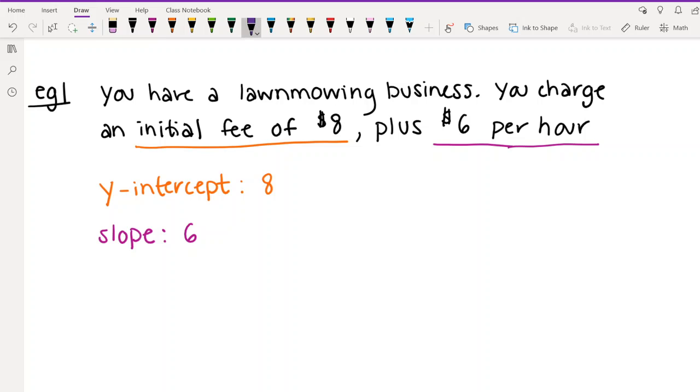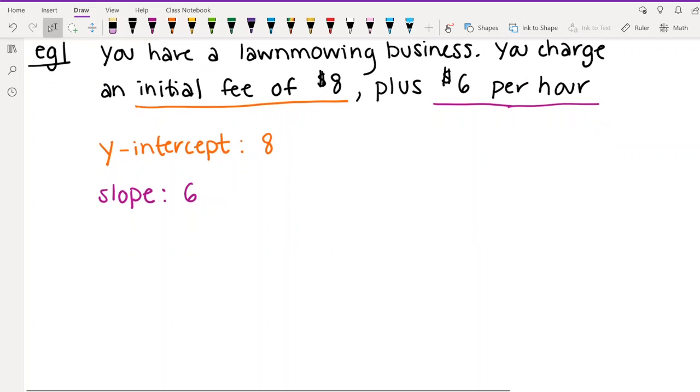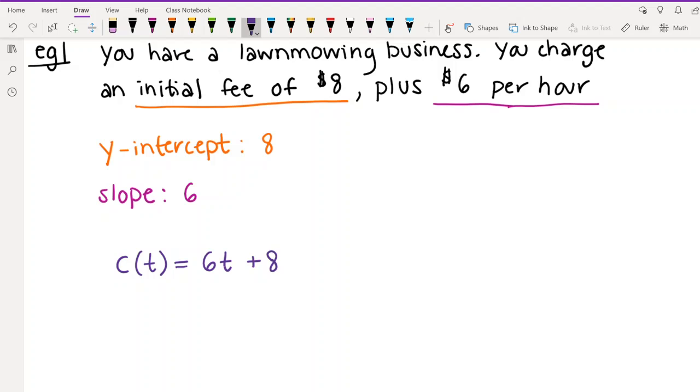And we'll see that the slope should be positive in this case, because the more lawns you mow, or the more hours you spend mowing, the more money you should be making, right? And so it makes sense that this is going to be an increasing function, so the slope should be positive. And so maybe we can call our function C for cost. So the amount you'll be paid is going to be 6t plus 8.